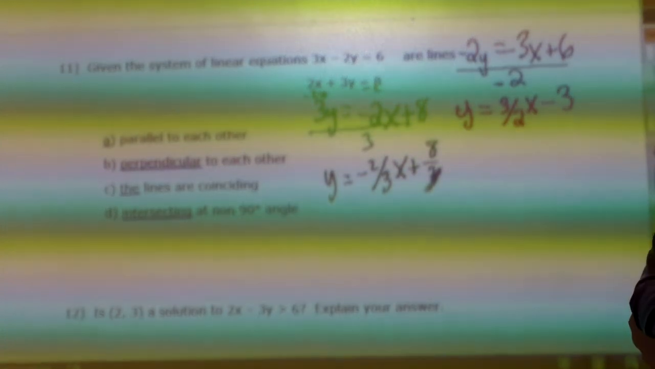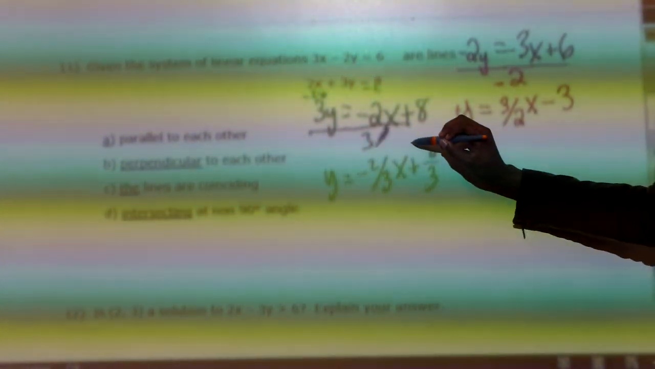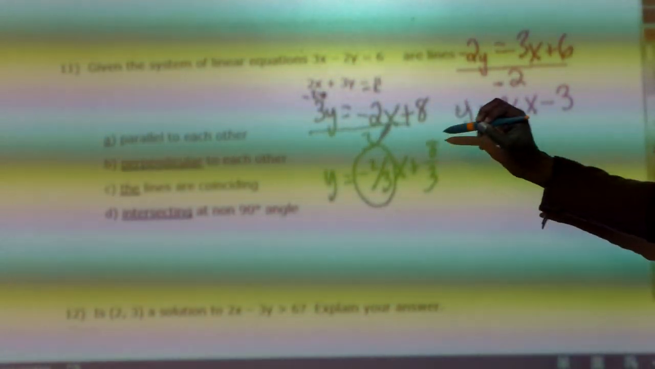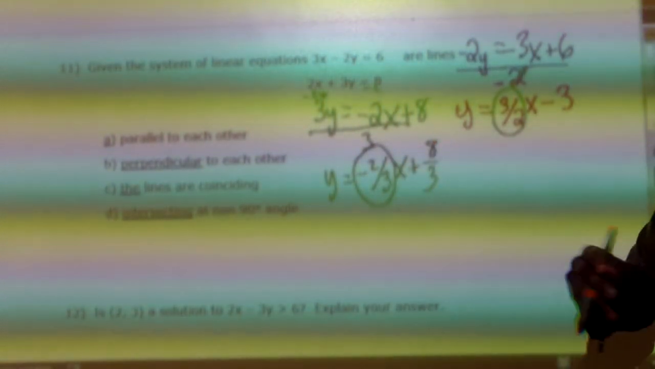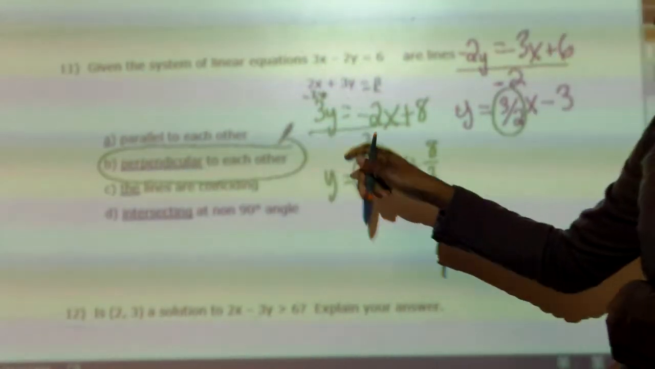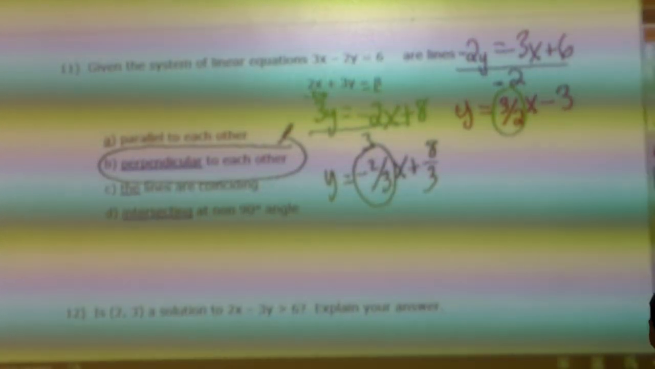And you really could stop here. Because if you look at your slopes, one of them is negative 2 thirds, one of them is a positive 3 over 2. So what do we know about those two lines? They're going to be perpendicular to each other. They don't have the same slope, they have reciprocal slope. So in this case, you don't have to look for an answer.